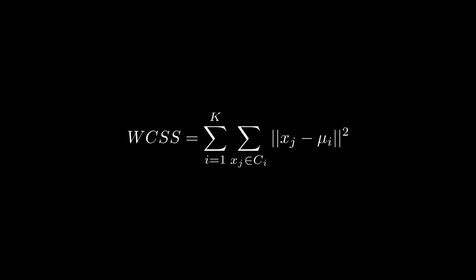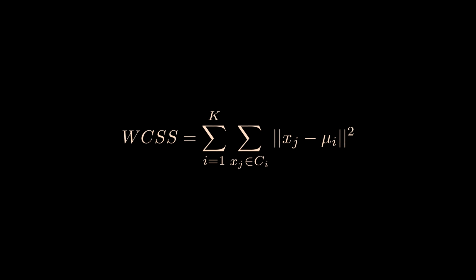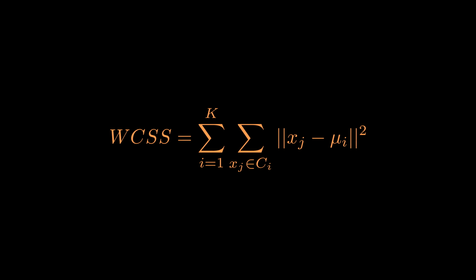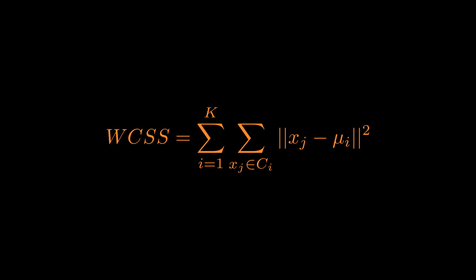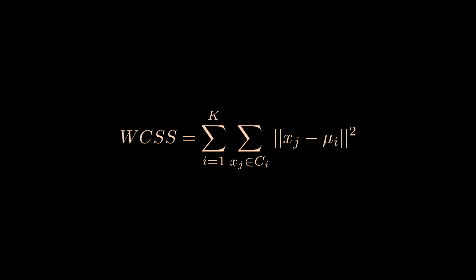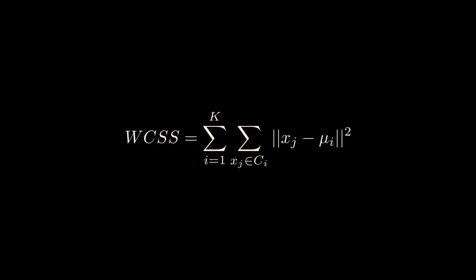WCSS, or within cluster sum of squares, is a measure of how well the clusters are formed. It calculates the total squared distance of each point from its assigned centroid. The lower the WCSS, the more compact and well-defined the clusters are. We use WCSS to evaluate clustering quality and decide the best number of clusters. WCSS is a fancy way to measure how close the candies are to the center of their group.